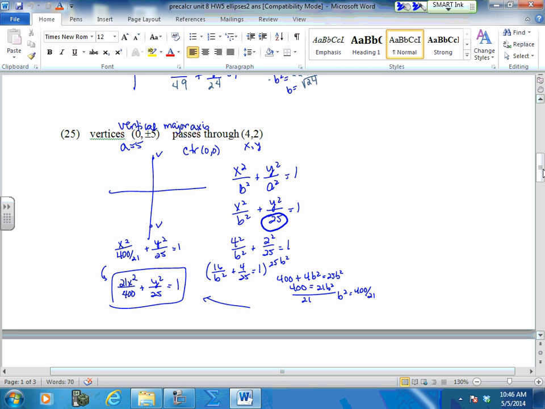Now, they said it passes through a point. A point. That means your ellipse is going to pass through that point. It's going to have a center of 0, 0, and at 4, 2, it's going to go like this somehow. Or actually, it's long ways, right? It's going to go like this somehow. It's the long ways. So now, you have to find out the remaining parts.